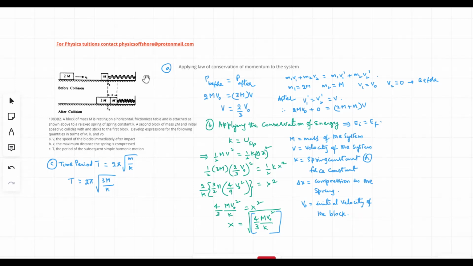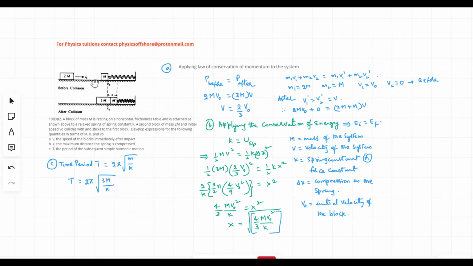Here, this is the system. This is a multiple concept question, based on momentum and then energy. Collisions and simple harmonic motion. If you take that one, it will be easy.